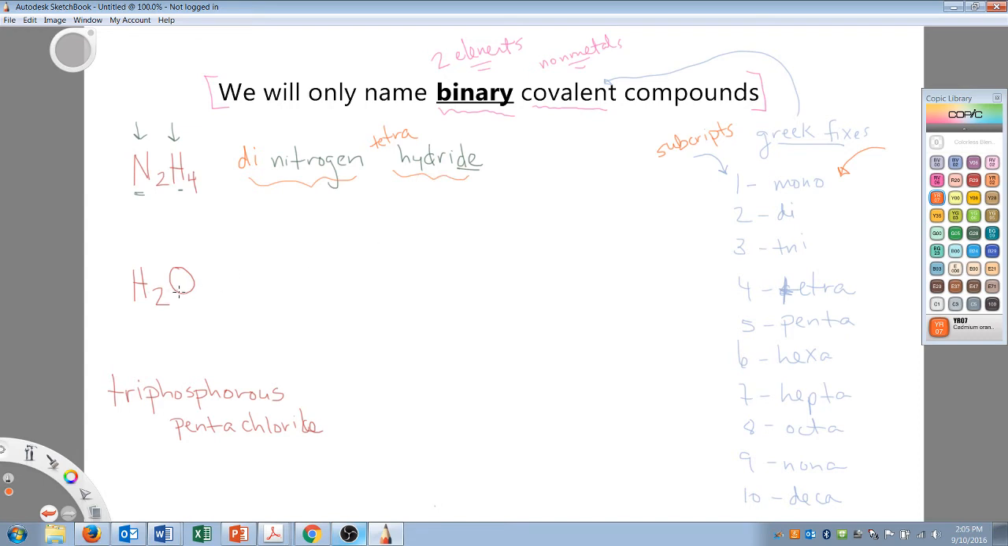Okay, so let's practice H2O. So for H2O, we can go and find our nonmetals. All right, I got hydrogen, I got oxygen. Now hydrogen's in front, right? And we said the first element gets the full name. So if hydrogen's in front, we call it hydrogen.